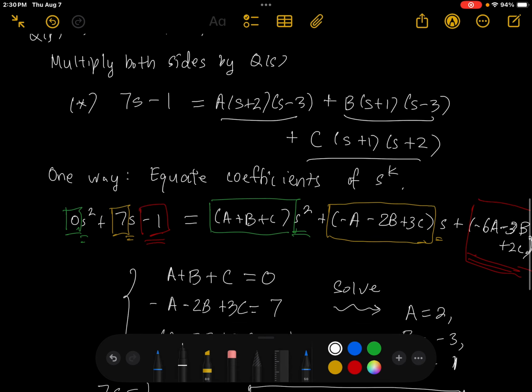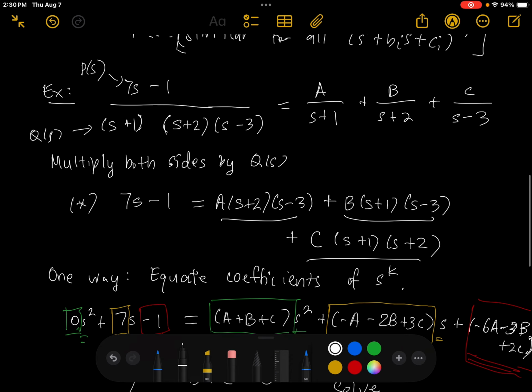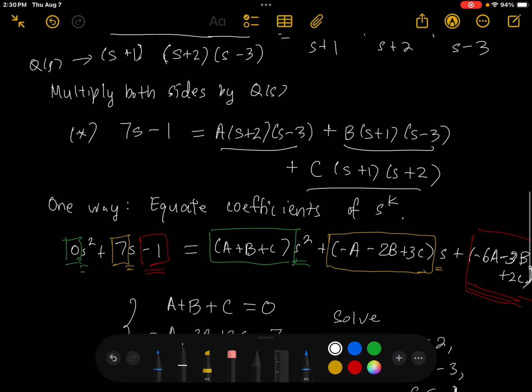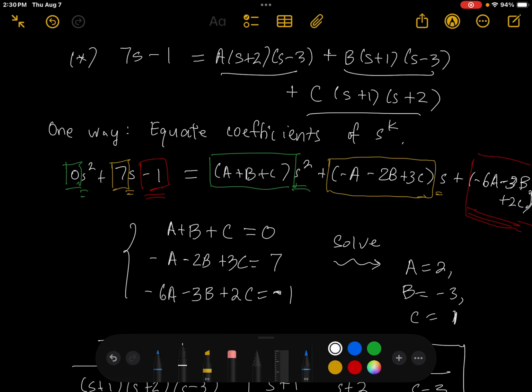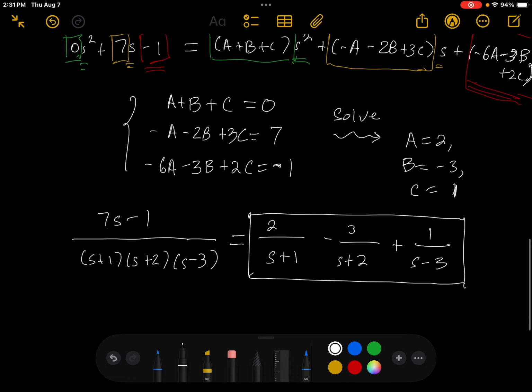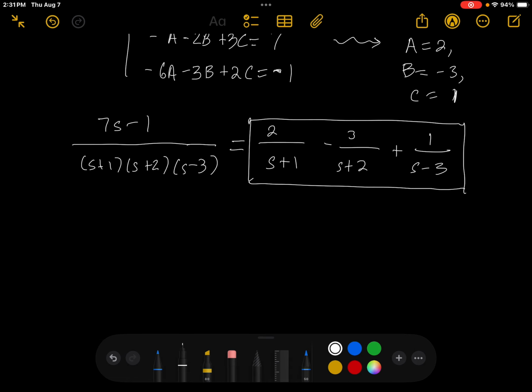Now I'm going to show another way. The other way is after you multiply both sides by Q of S. So the first way we did it, just to summarize, is you distribute the entire right-hand side and you set the coefficients equal to each other. When you set the coefficients equal to each other, you get a system of equations, and then you solve the system of equations. You get the answer. Another way of doing it is a little simpler. So, another way.